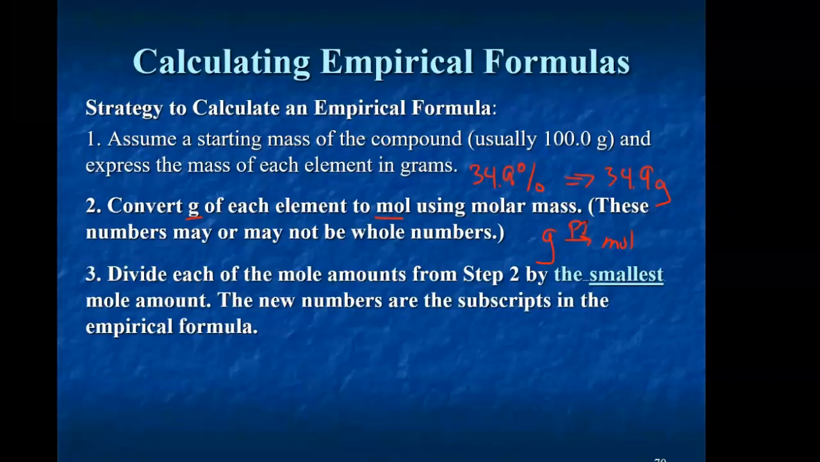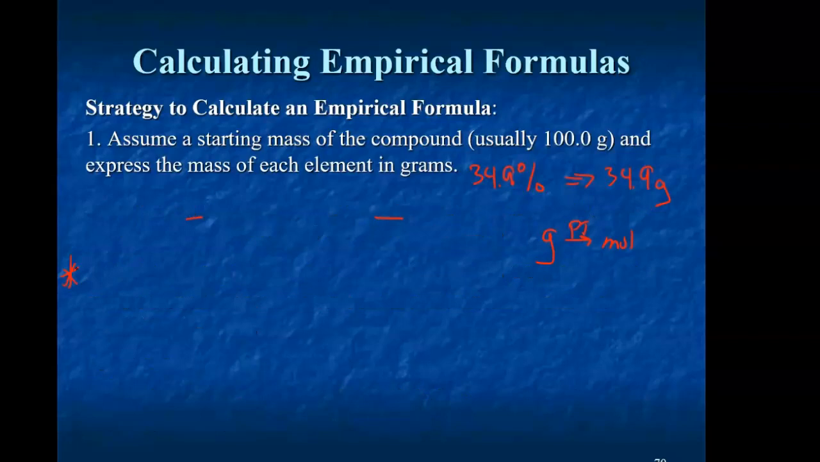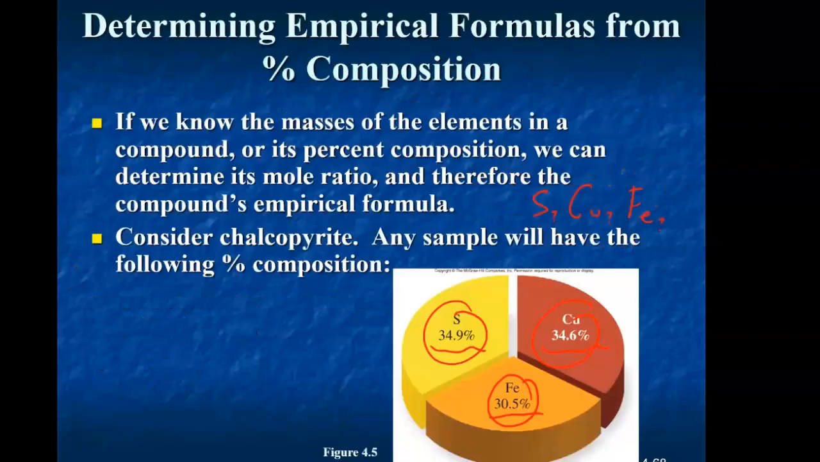Step 3, divide everything by the smallest number. This one I'm going to have to explain a little bit because you're like, what? And then here's a special case. If fractions are encountered, you multiply by a common factor to get whole numbers of each subscript. Again, a little bit tricky. Okay, so let's try this with the case up here. I'm going to write all these rules again, and I highly suggest you write these rules down somewhere.